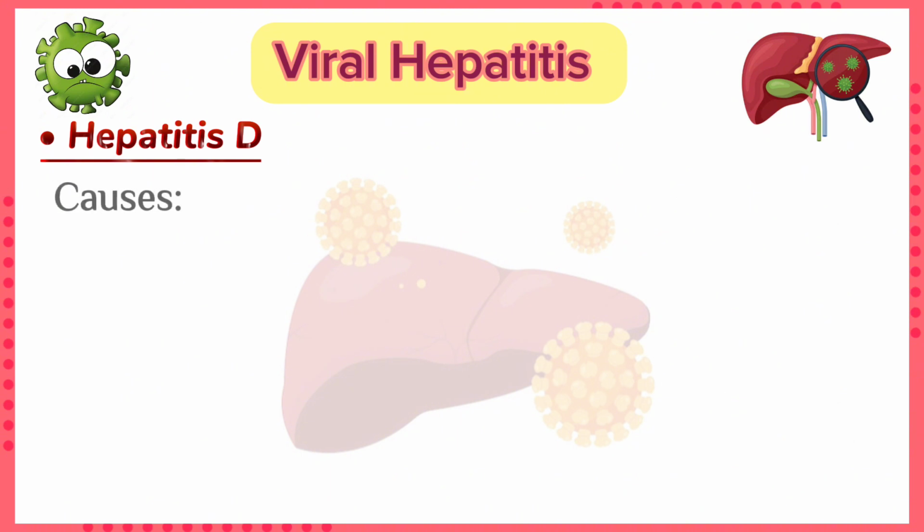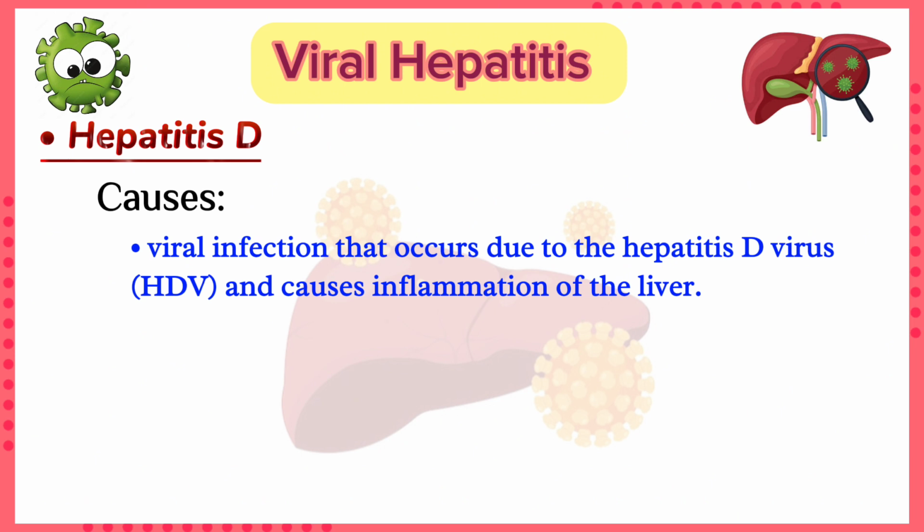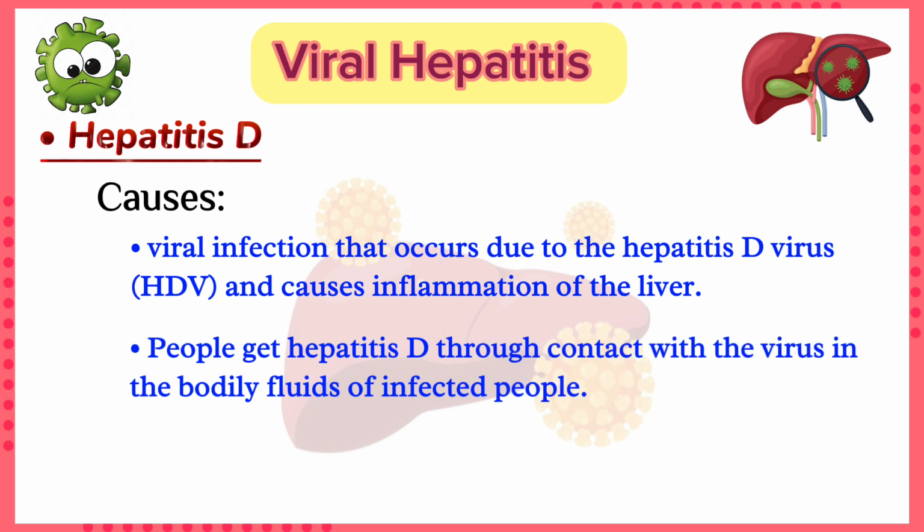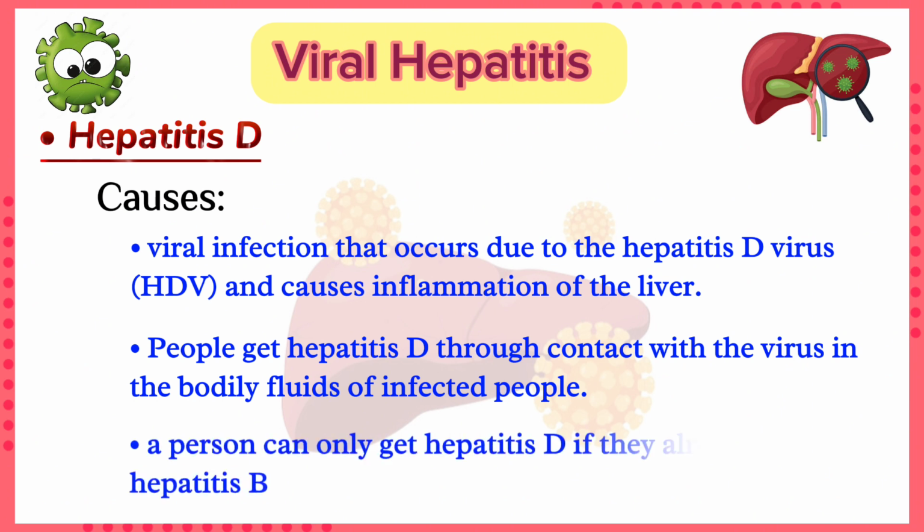Hepatitis D. Hepatitis D, which people sometimes call delta hepatitis, is a viral infection that occurs due to the hepatitis D virus and causes inflammation of the liver. People get hepatitis D through contact with the virus in the bodily fluids of infected people. However, people can only get hepatitis D if they already have hepatitis B, because hepatitis D virus uses the hepatitis B virus to replicate.